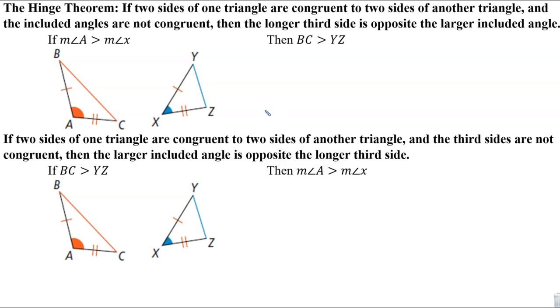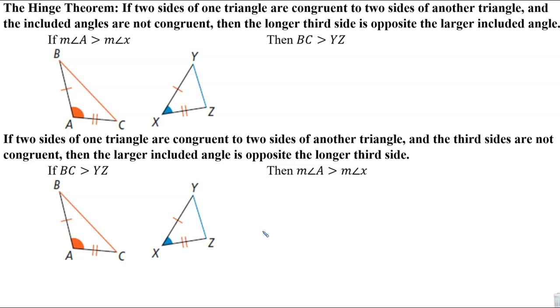Okay, so the Hinge theorem says that if two sides of one triangle are congruent to two sides of another triangle, and the included angles are not congruent, so if I have two triangles with two sets of sides congruent and the angles between them are not congruent, with the measure of angle A greater than the measure of angle X, then the longer third side is opposite the larger included angle. So since BC is across from the bigger angle, it'll be longer than YZ across from the smaller angle.